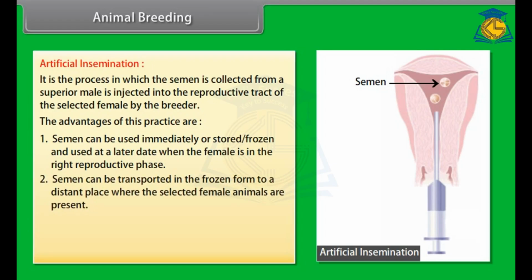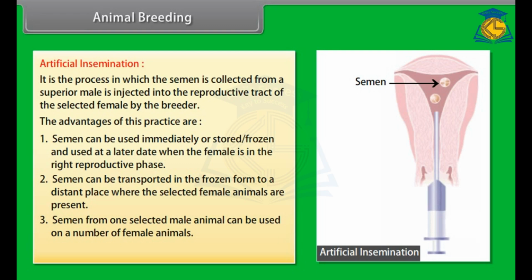Semen can be transported in the frozen form to a distant place where the selected female animals are present. Number 3. Semen from one selected male animal can be used on a number of female animals. The disadvantage is that the success rate is fairly low.